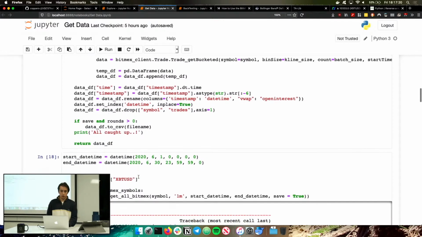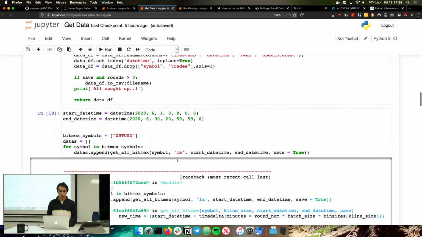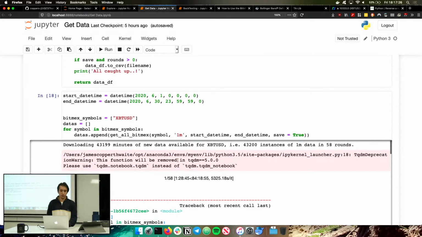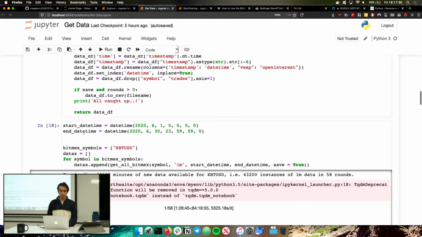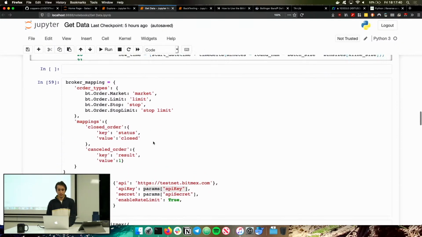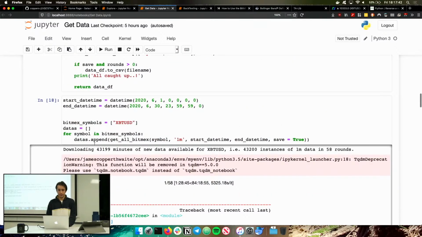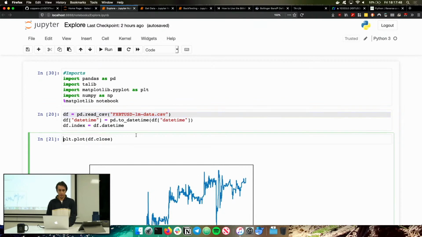So I've already done that pre-stream, so we don't have to wait for it to happen. An annoying thing with Bitmex is that their requests are rate limited, so it takes a while to get any data if you want a large amount of requests at once. So something to keep in mind. So we've got that saved as a CSV. So we'll jump here, read it into pandas, and have a plot.